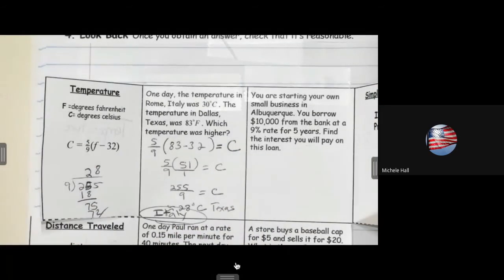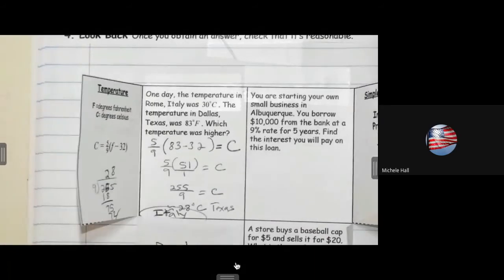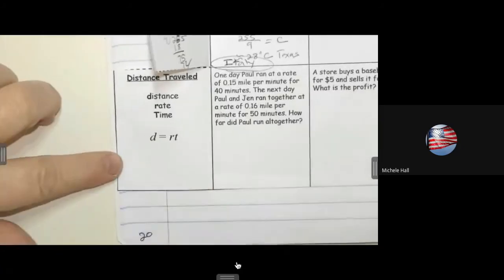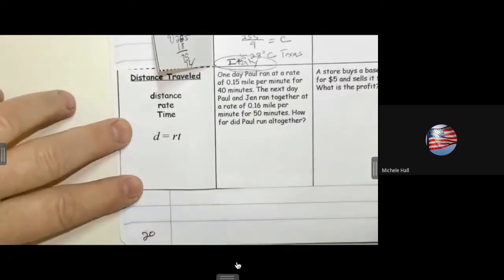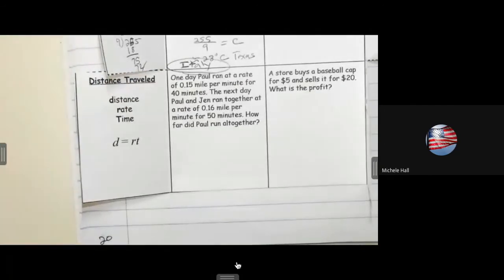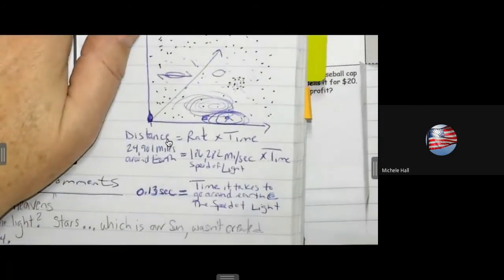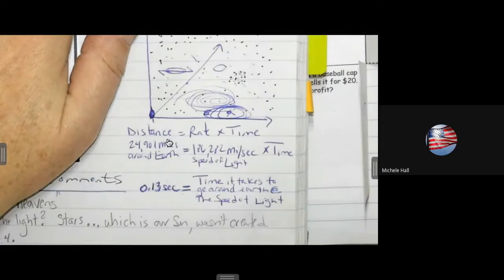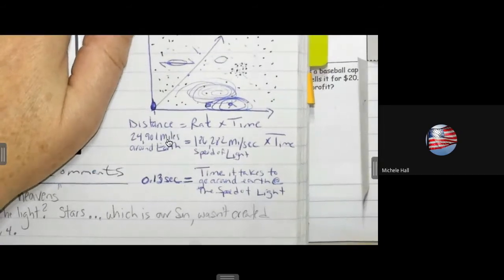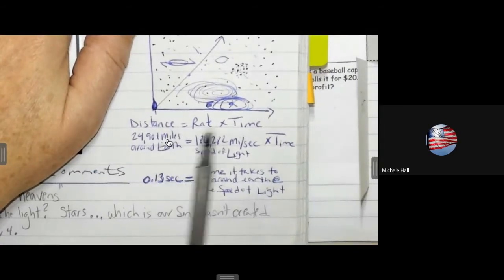The next question just reminded me of the youth group. Distance traveled. The distance formula is probably one of the most well-known formulas because I can do distance, I can do rate, and I can do time. And so in the youth group that I do on Friday nights, last year we were talking about the speed of light and how fast things were happening. And we used the distance formula. Distance equals rate times time.